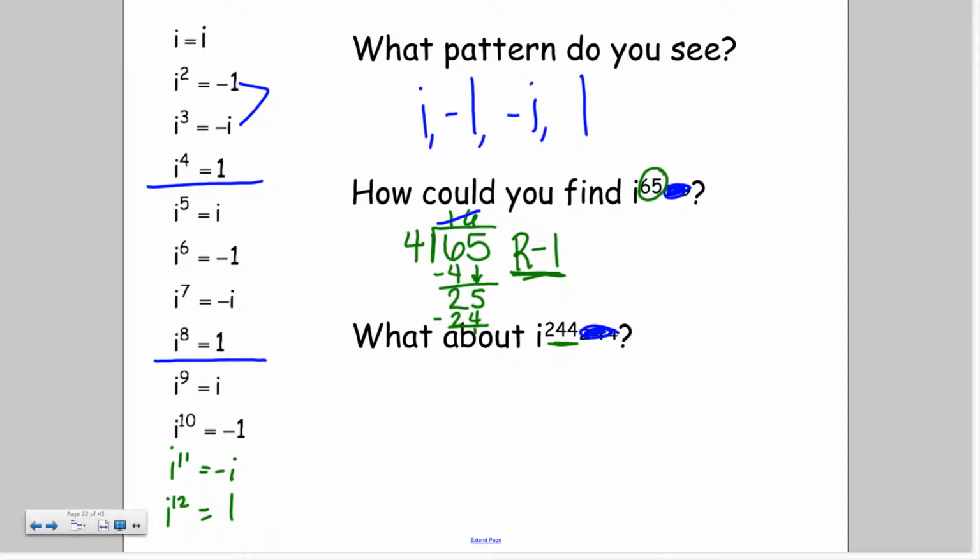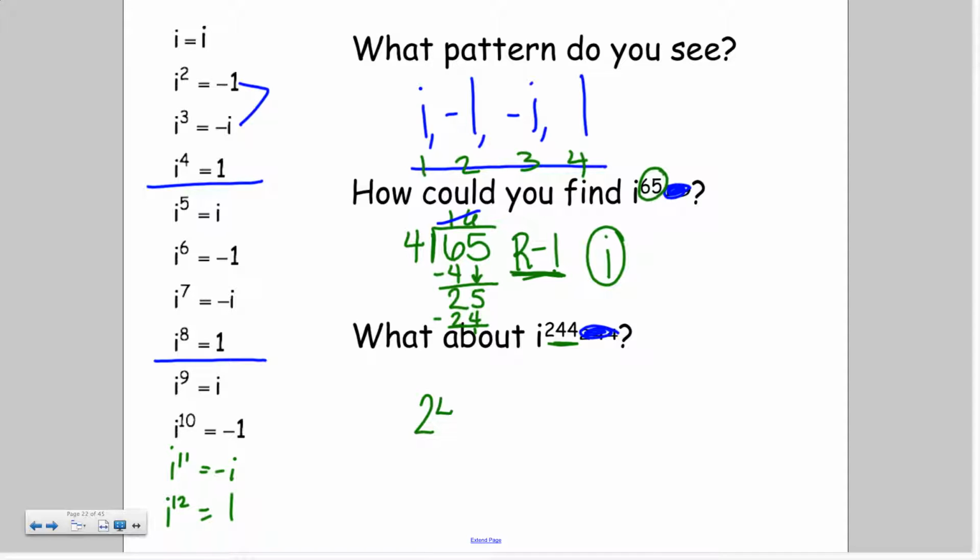Now I'm going to look back up at my pattern. My sequence goes 1, 2, 3, 4, 1, 2, 3, 4, and it just repeats itself. So 1 would end up being I. So my value for I to the 65th is I. I'm just repeating that, okay?